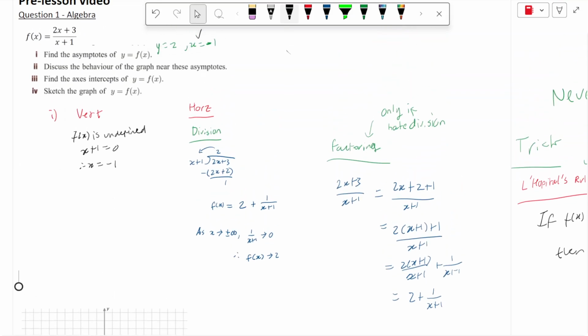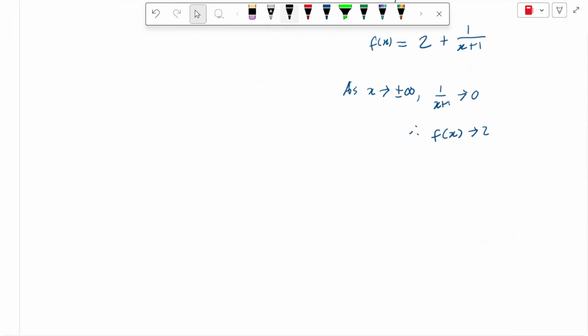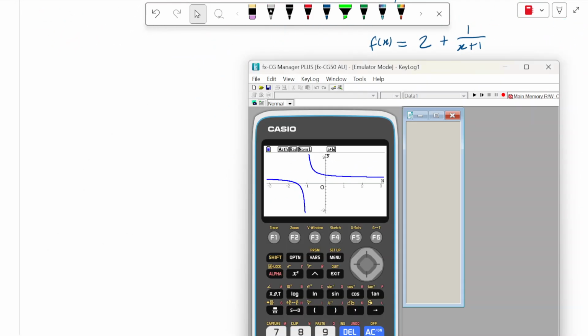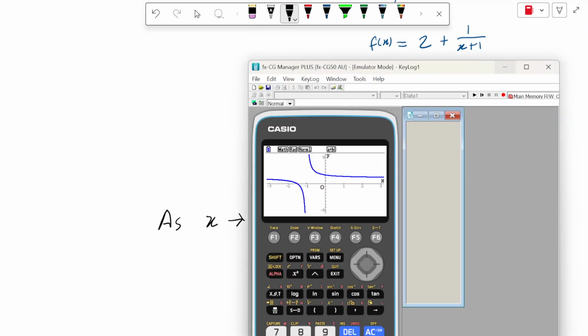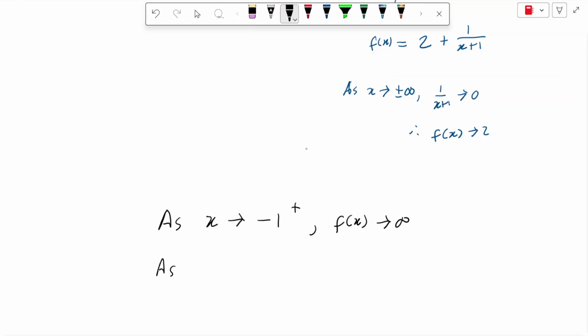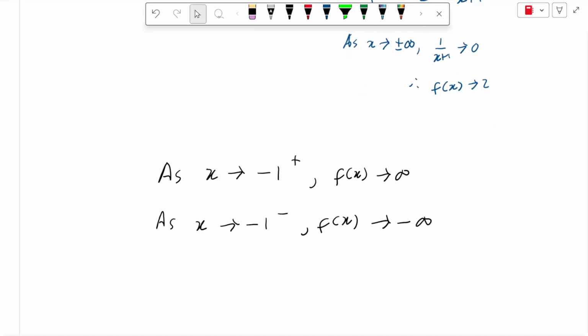Anyway, discuss the behavior of the graph near these asymptotes. So realistically, we can use our calculator now to help. So there's 4 things you need to discuss. As x approaches -1 from the right, f of x goes up to positive infinity. So as we're coming in from the right-hand side to -1, it goes up. As x approaches -1 from the left, f of x goes to -infinity. So that's the vertical asymptote discussed.